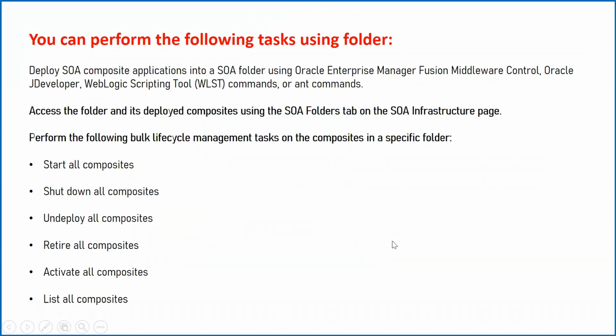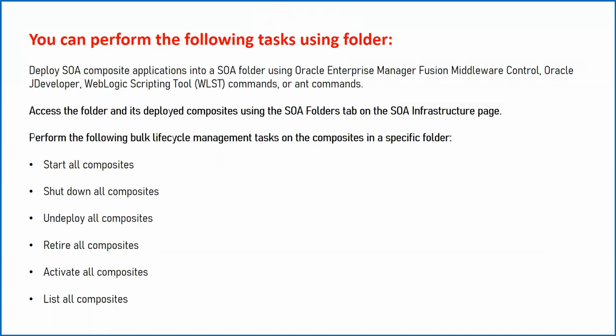Deploy SOA composite applications into a SOA folder using Oracle Enterprise Manager Fusion Middleware Control, Oracle JDeveloper, or scripting commands. That means you have multiple options for the deployment. Either you do it from the Enterprise Manager console, you can use scripting with the help of WLST commands, or maybe directly from JDeveloper. There are a lot of options for the deployment. So access the folder and its deployed composites using the SOA Folders tab on the SOA infrastructure page. How you can access it, I will show in the next few screens.